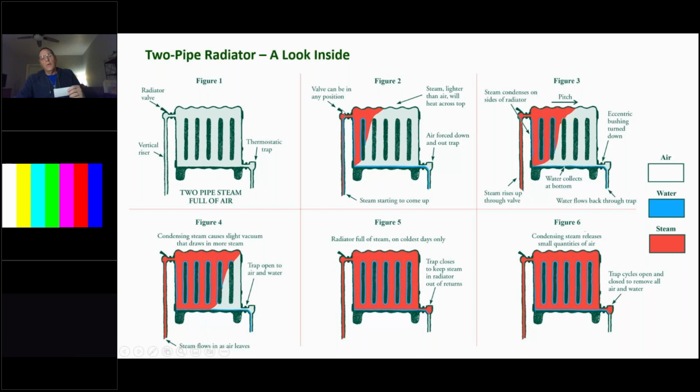In fact, you may be able to help balance the system by closing off some of the hotter rooms and opening up some of the cooler rooms to try and balance the flow of steam. And so, as we said, since steam is lighter than air, it'll heat across the top and force the air down and out of the trap. As it condenses in the side of the radiator, it'll go through that trap and flow back towards the return lines.